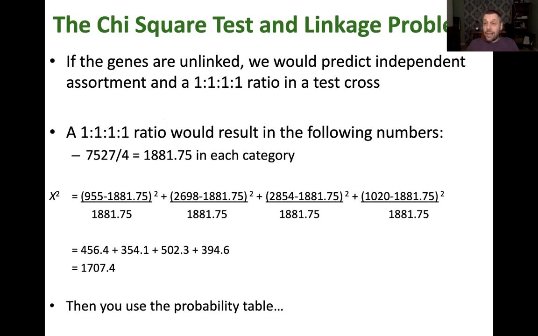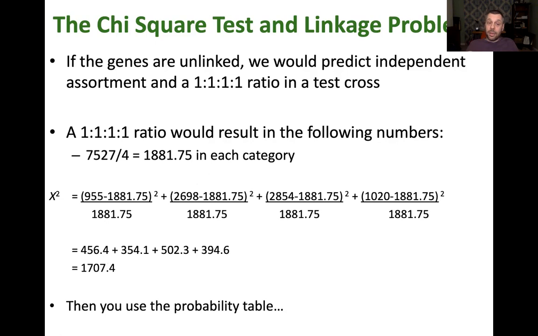But we'll plug it into the chi-squared equation anyway. So we have observed minus expected squared divided by expected. And we're going to do that for all 4 different classes of offspring. Going to add them all together to give us that chi-squared value. Crunch those numbers, it comes to 1,707.4.